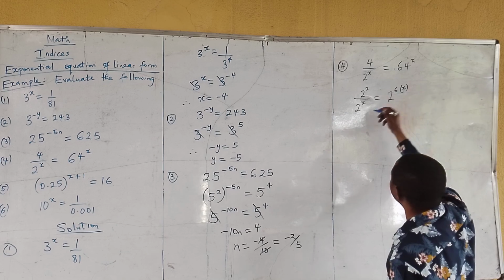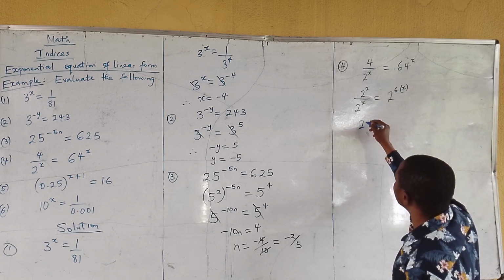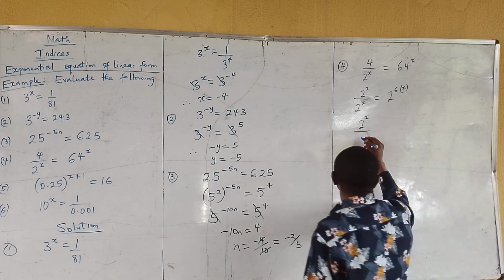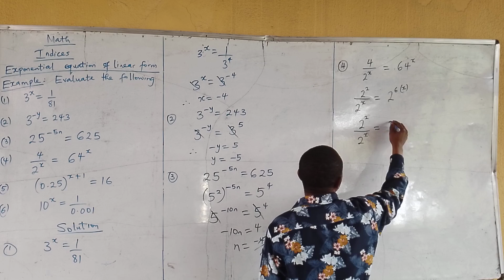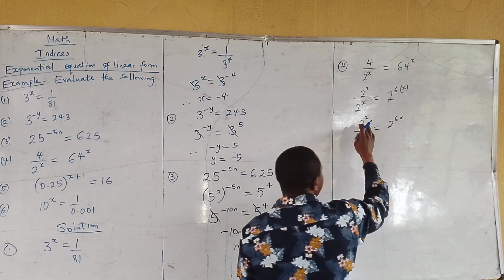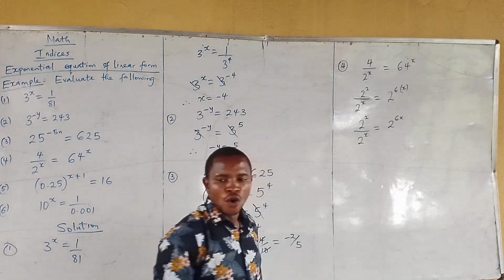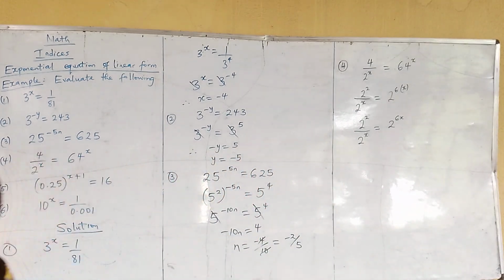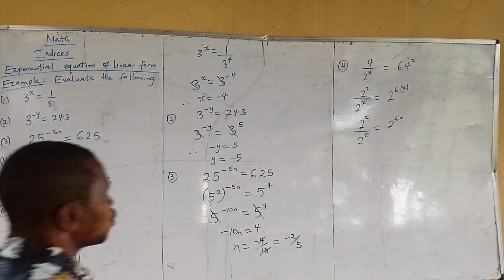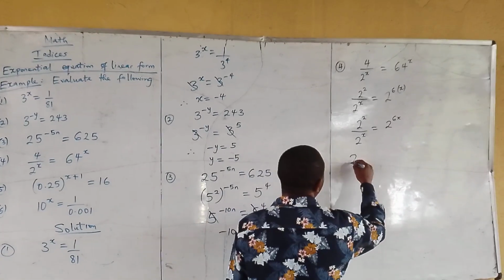So 64 is 2 raised to power 6, and we have x. Right? So we have 2 raised to power 2 over 2 raised to power x is equal to 2 raised to power 6 times x. That will be 6x. And here, when we have 2 raised to power 2 over 2 raised to power x, don't forget that we can express it. So we have 2 raised to power 2.